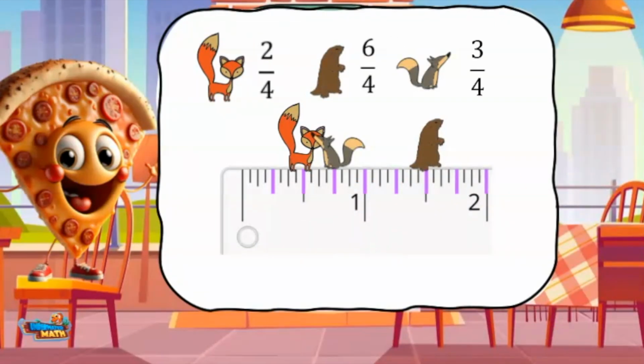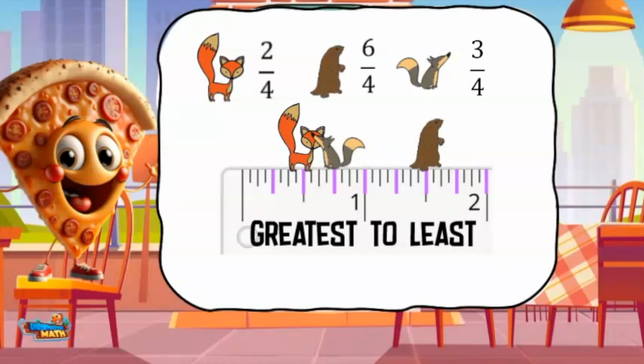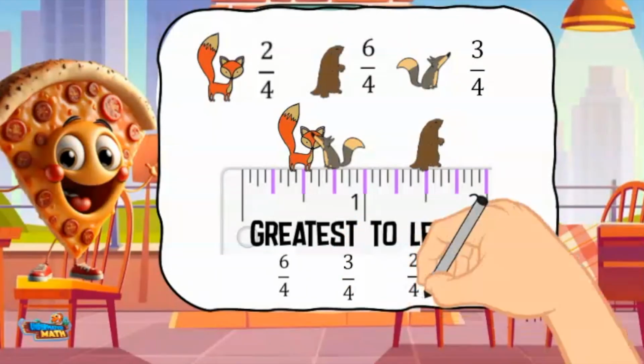Let's put these fractions in order from greatest to least. Remember, if the denominators of the fractions are the same, the fraction with the larger numerator is the greatest. The greatest numerator is 6. 6/4 will be listed first, then 3/4, and finally 2/4.